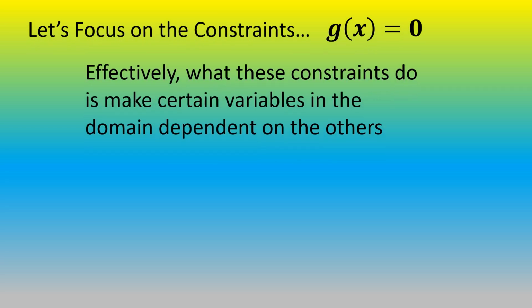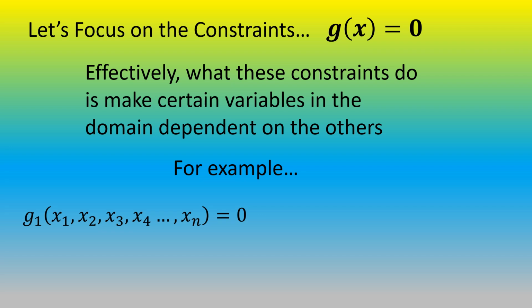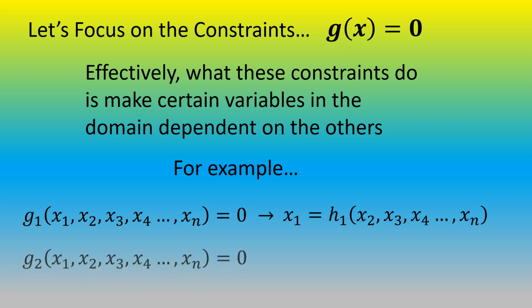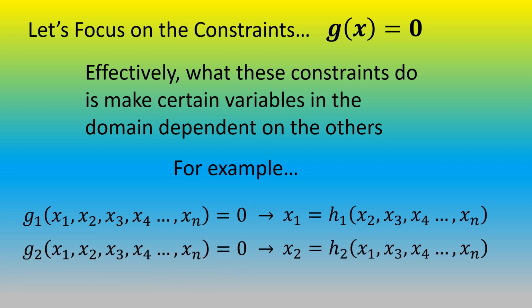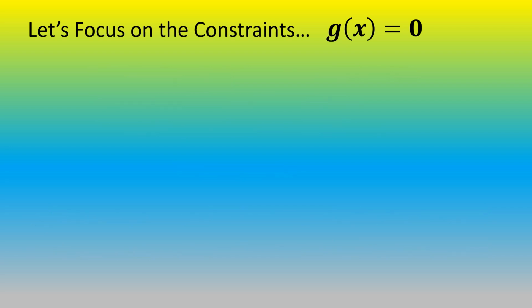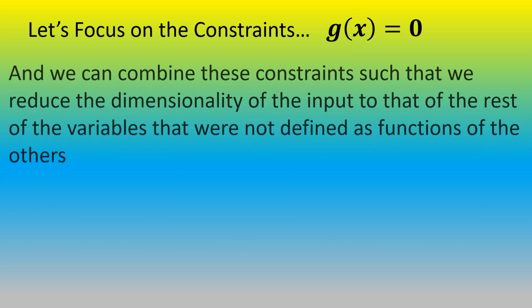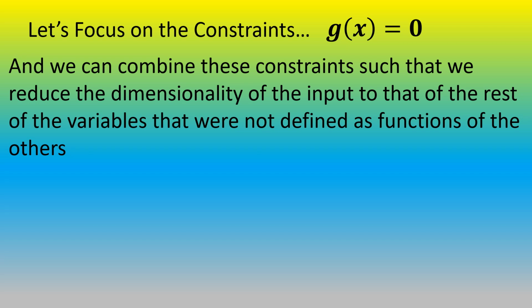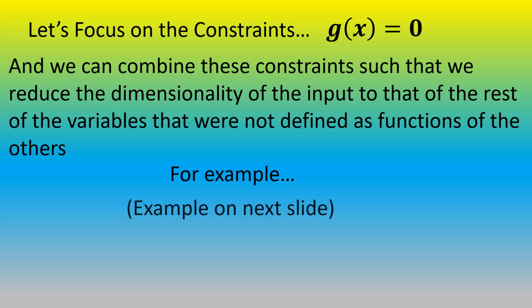Effectively, what these constraints do is make certain variables in the domain dependent on the others. For example, if we have g1 of vector x equal to 0, then that could imply that x1 is equal to a function. But if we define multiple variables, then we could combine these constraints such that we reduce the dimensionality of the input to that of the rest of the variables that were not defined as functions of the others.